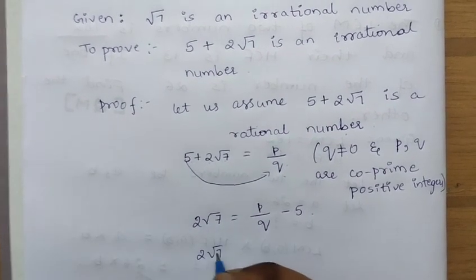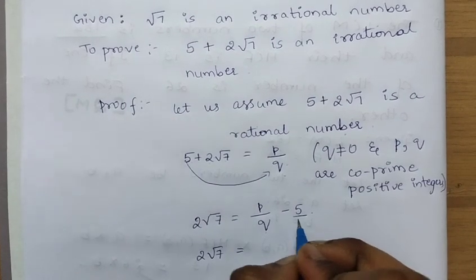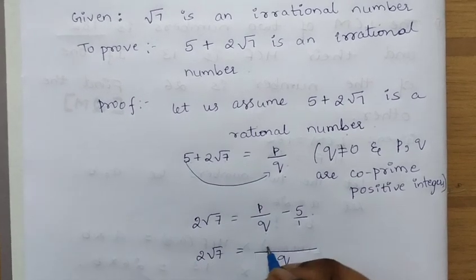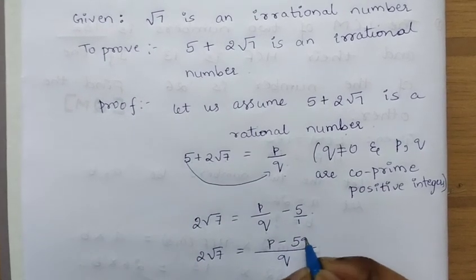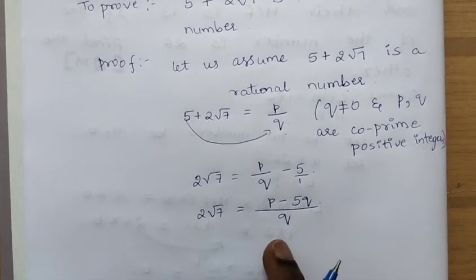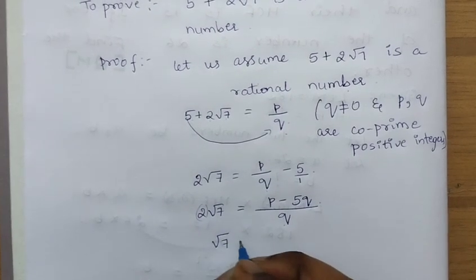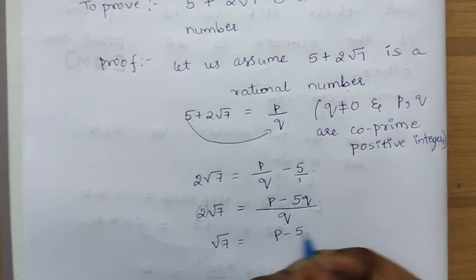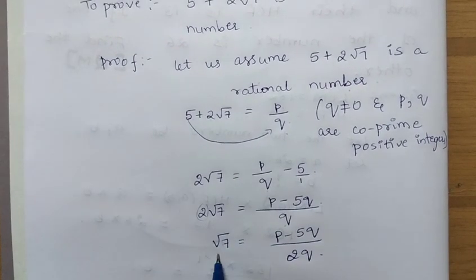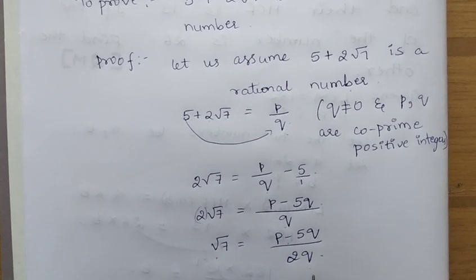So 2 root 7 is equal to, now I need to take the LCM. In the denominator of 5, if I don't have anything, it will be 1. Here the LCM is Q. So I can write P minus 5Q in the numerator. So I got P minus 5Q divided by Q. Now again I'll send this 2 to the right hand side. So it becomes root 7 is equal to P minus 5Q divided by 2Q. I have expressed root 7 in the form of P minus 5Q divided by 2Q.